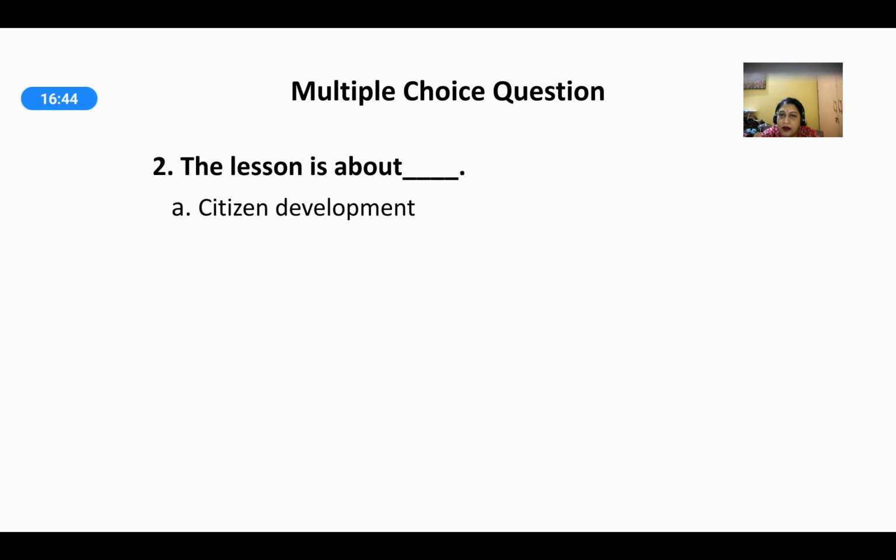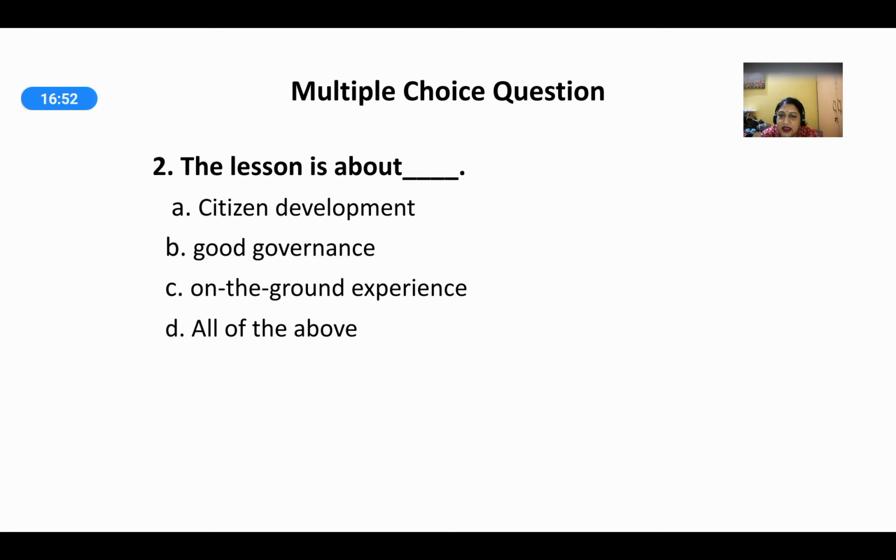Second question: the lesson is about. The options provided are: citizen development; good governance; on-ground experience; all of the above. If you have thoroughly heard the introduction, then you will be aware that the answer is D, all of the above.